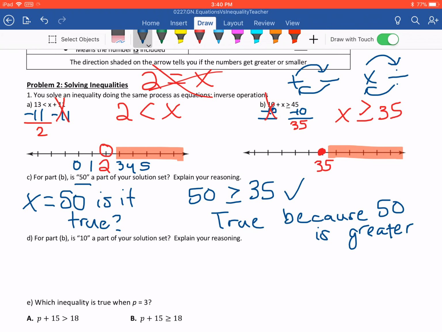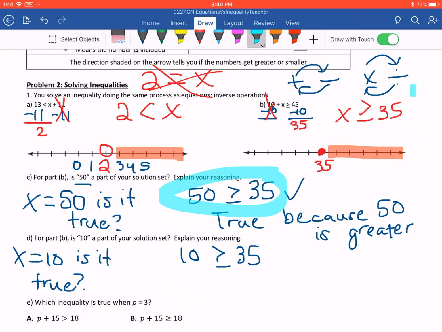For question D, for part B, is 10 a part of your solution set? So if x equals 10, is it true? Let's try. 10 is greater than or equal to 35. By the way, if you're like, wait, where did this thing come from? This came from right here. Okay, I'm just using this inequality.